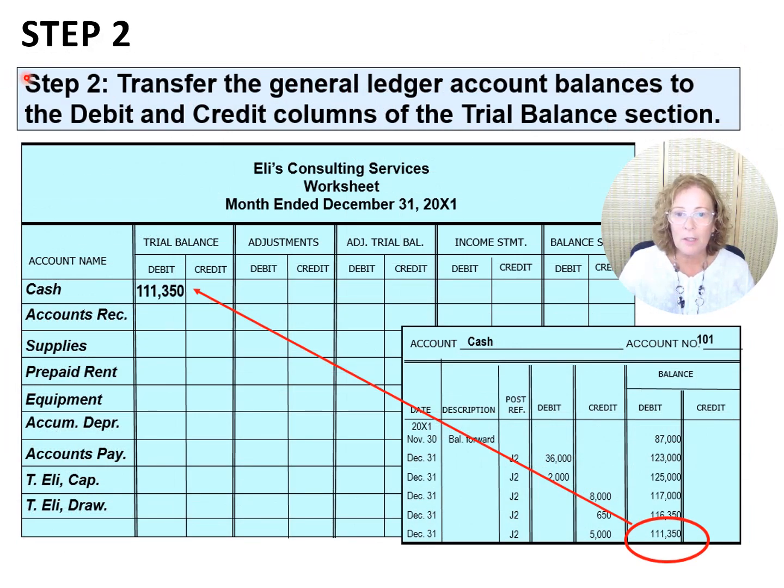The next step is to look at each T account and transfer the balance like I've done here for the cash account. The cash general ledger account has a debit balance of $111,350, and we'll transfer that amount to the debit column of the trial balance. Then we'll complete that process of transferring the general ledger account balances for all of the other general ledger accounts.